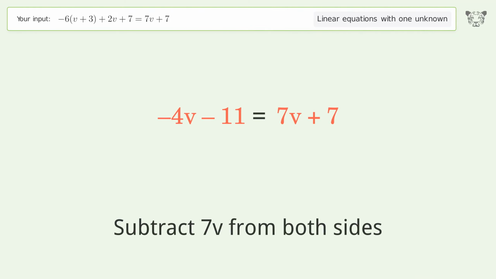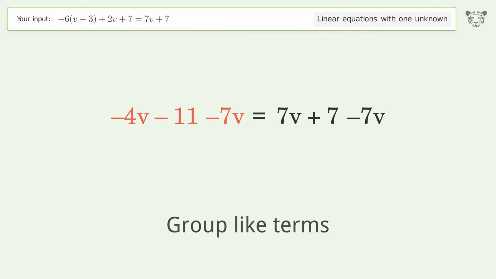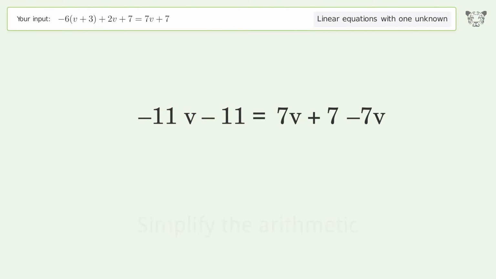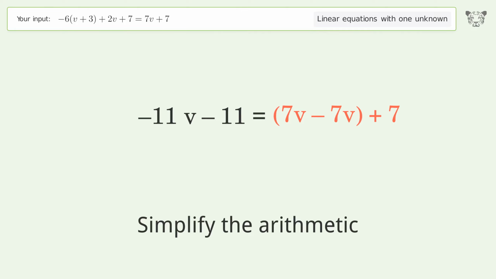Subtract 7v from both sides. Group like terms. Simplify the arithmetic. Group like terms. Simplify the arithmetic.